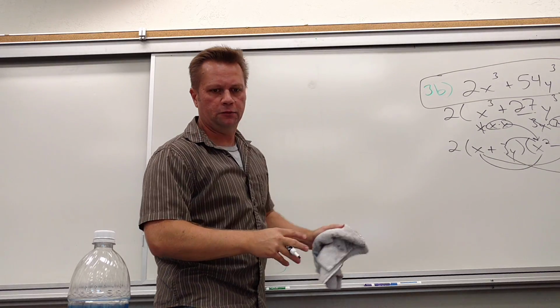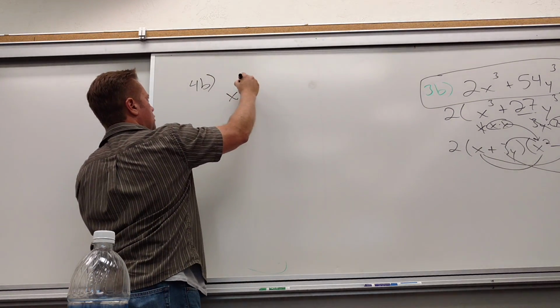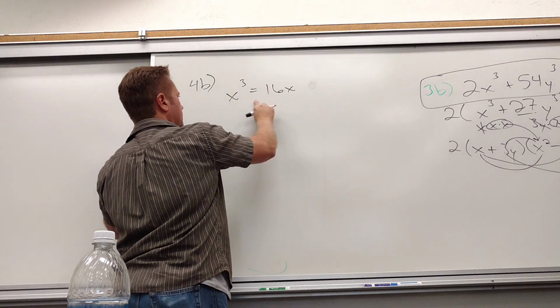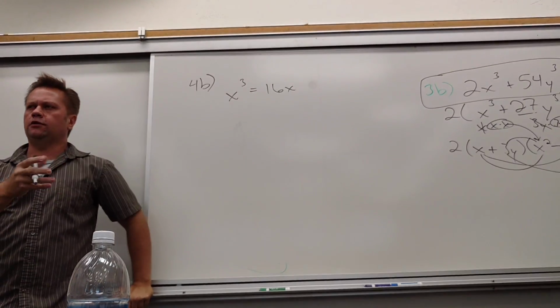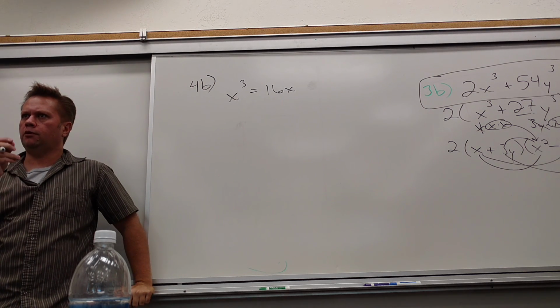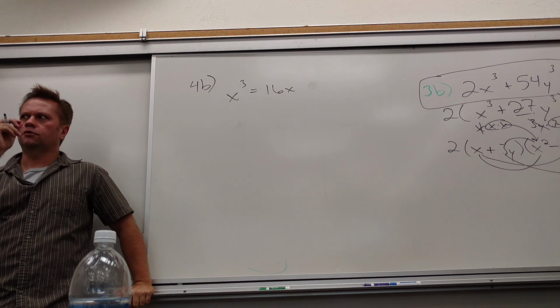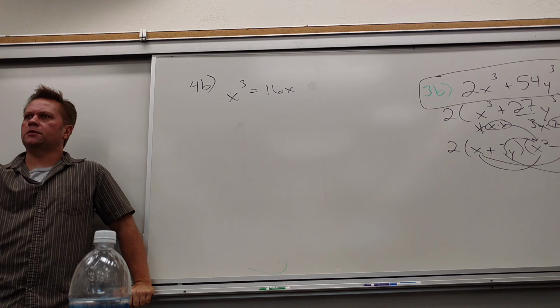C is kind of the evil problem because 4b is not too bad. X cubed equals 16x. What tells me I have to do this problem a different way than solving equations before? What part of this problem tells me what to do? The other side equals 0. Why? What part of this problem tells me to do that?